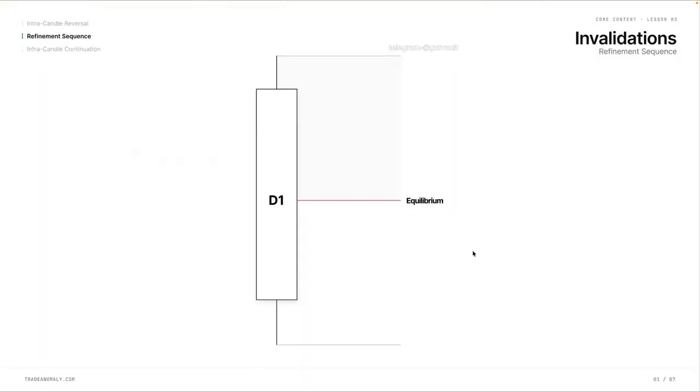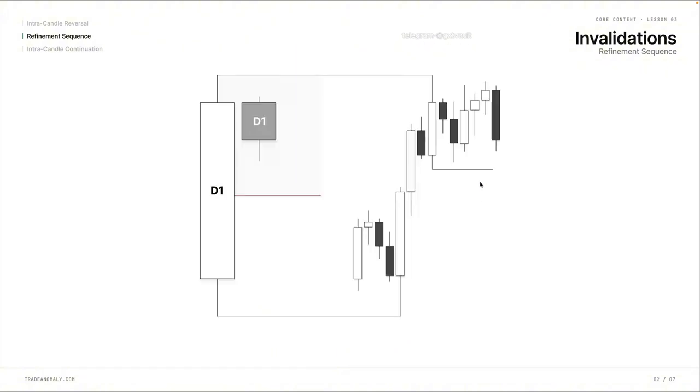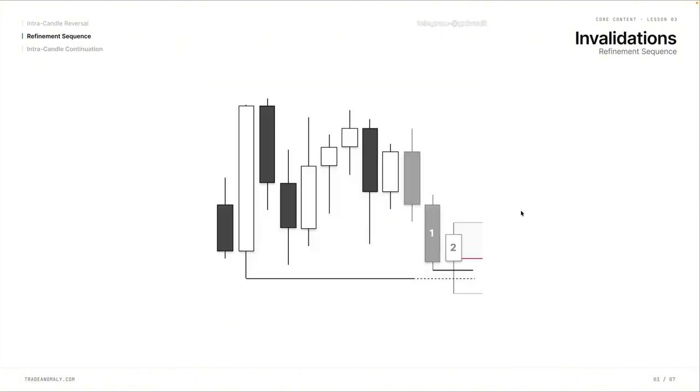So now let's go over the refinement sequence. Step one is going to be marking out equilibrium of the previous candle's range as your first invalidation. Then we're going to take it one step further by looking for a key level in the previous candle's range. As you can see, here we have a relevant low. Now, once price engages with that refined key level and then prints a C2 candle, then we're going to refine it once more by marking out equilibrium of that C2 candle.